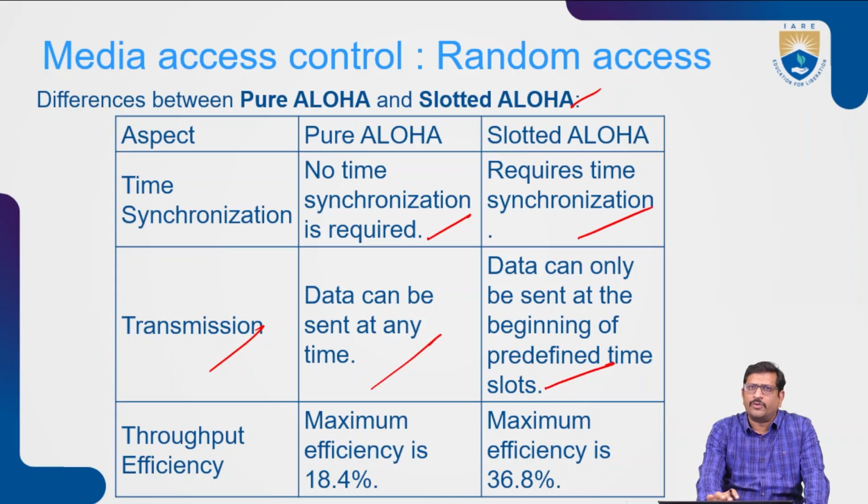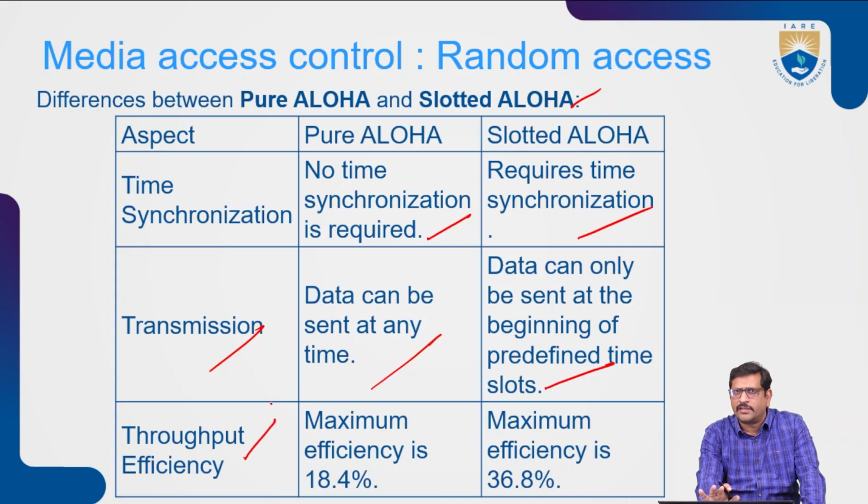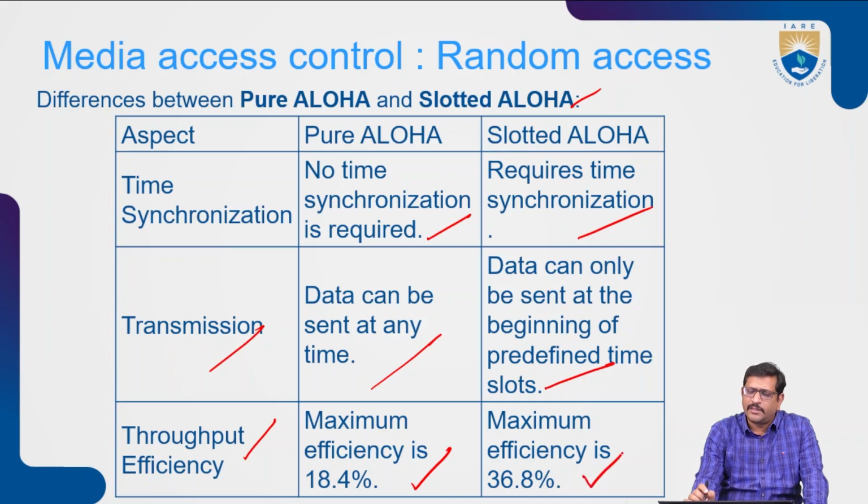And in terms of throughput efficiency, throughput means how much data we are transferring per second from one device to another device. In terms of maximum efficiency, in pure Aloha, 18.4% efficiency can be achieved. But in slotted Aloha, since we are transferring the data slot based, 36.8% efficiency can be achieved.